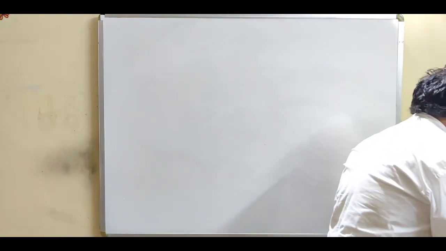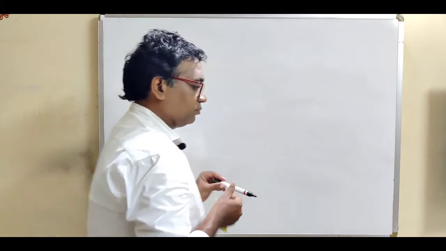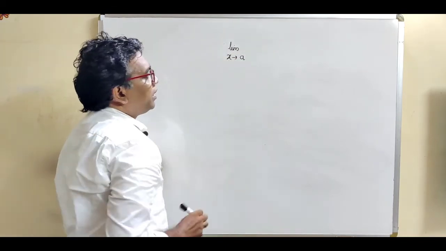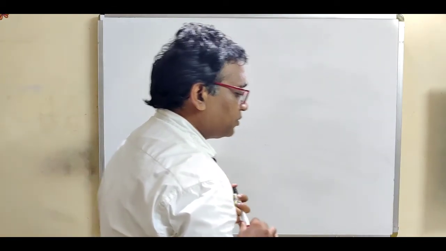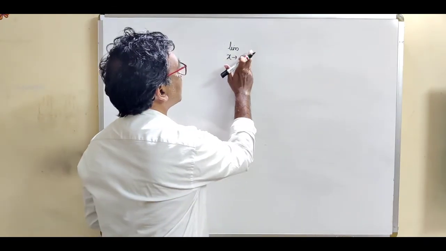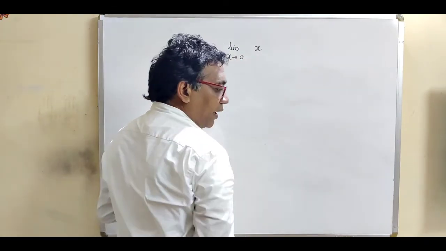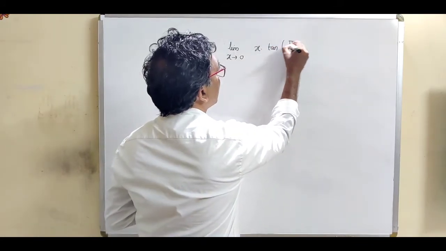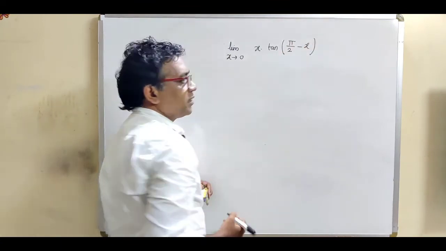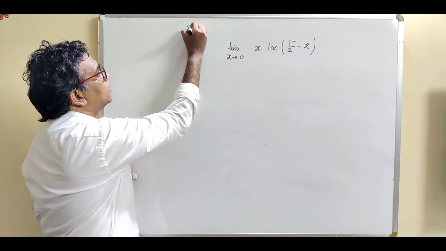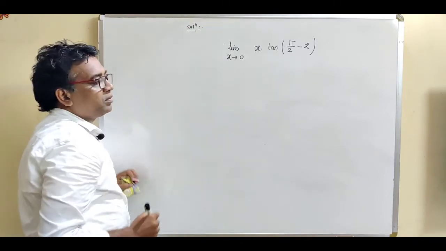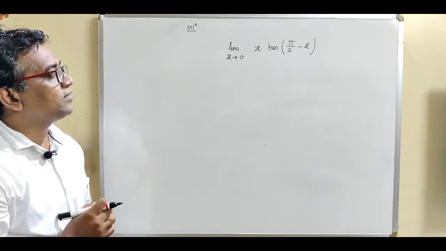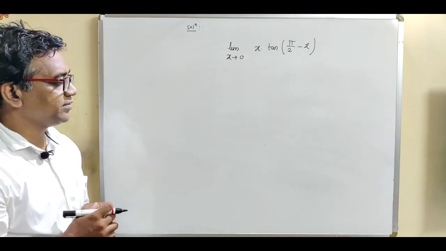Now write down the fourth example on same form. Evaluate limit x tends to 0, x into tan of pi by 2 minus x. So write down the solution and write down the same problem. There's a limit x tends to 0, x into tan pi by 2 minus x.